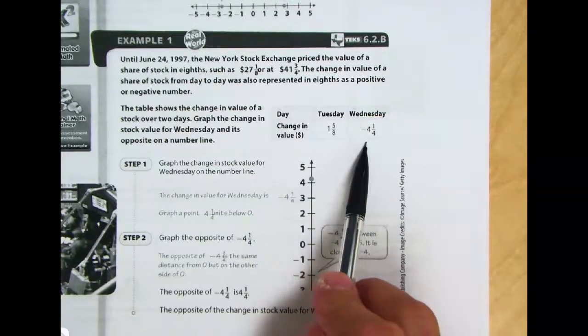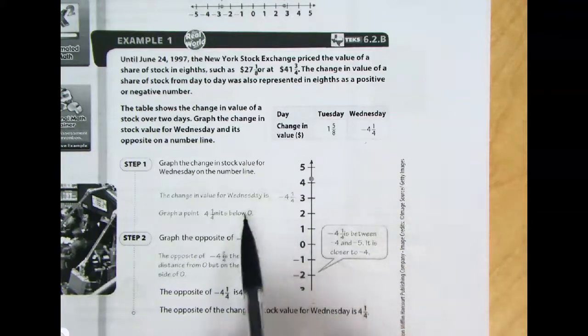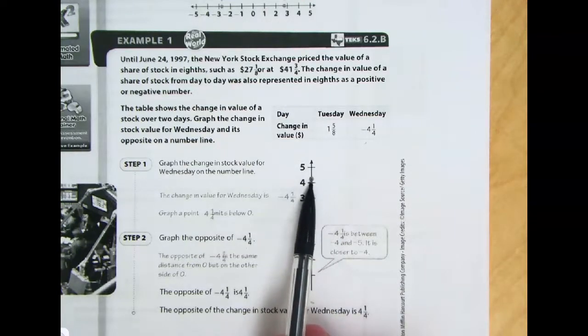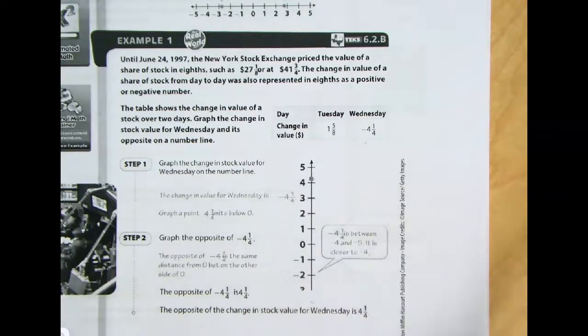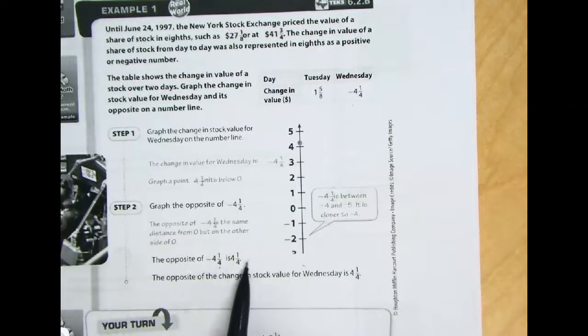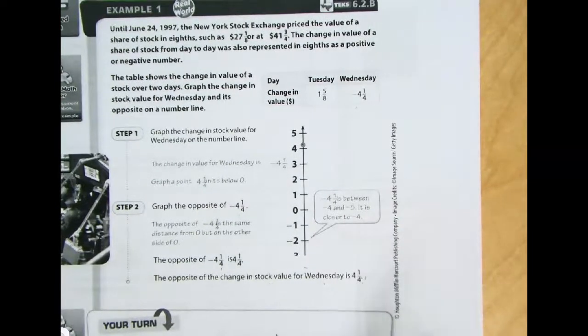Well, negative 4 1/4 would be below 0, so it would be just close to negative 4, between negative 4 and negative 5. Then it says graph the opposite. So opposite of negative 4 1/4 would be a positive 4 1/4, which would be just between 4 and 5, but really close to 4. So the opposite of negative 4 1/4 is obviously positive 4 1/4. So the opposite of the change in stock value for Wednesday is 4 1/4.